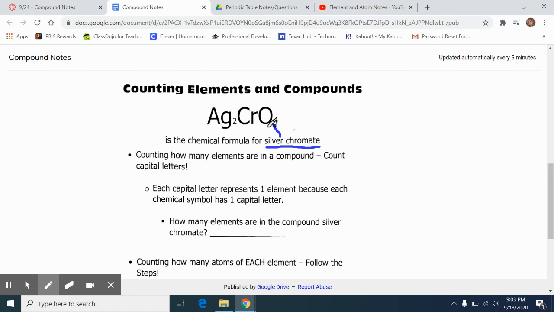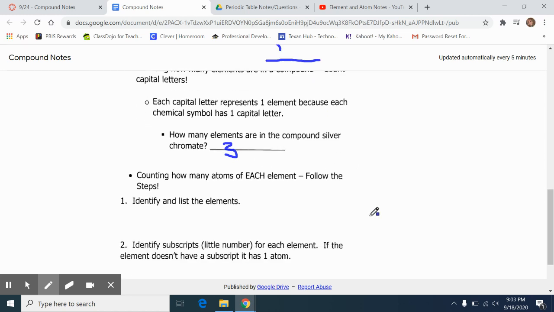So we're going to go look up here at our chemical formula, and we're going to count capital letters. So right here I have 1, 2, 3 capital letters. That means there are 3 elements in the compound silver chromate. Pretty easy. The next part is you are going to have to count how many atoms of each element.